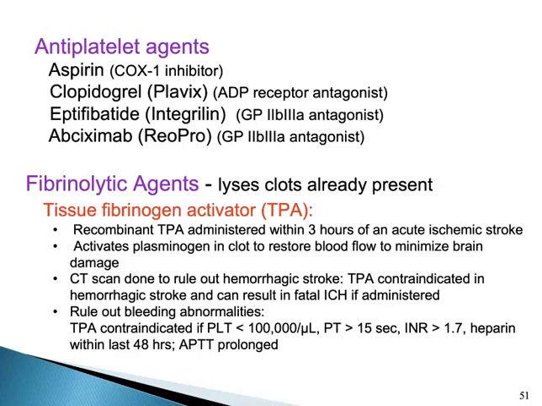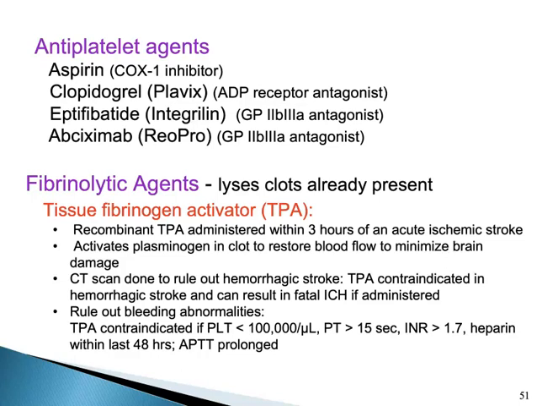And one of those, and we talked about this briefly, is the tissue plasminogen activator. And this is a recombinant TPA that is administered within 3 hours of an acute ischemic stroke. It activates plasminogen in the clot to restore blood flow and minimize brain damage. A CT scan is done to rule out a hemorrhagic stroke in which the patient is bleeding. And in this case, tissue plasminogen activator is not used or is contraindicated because it can result in a fatal event if that is the case.